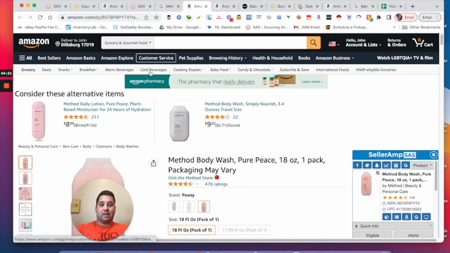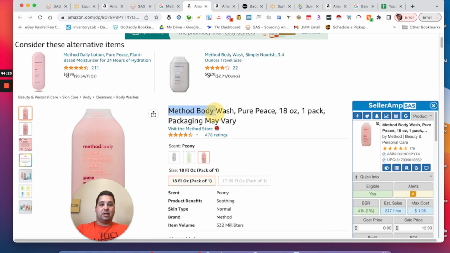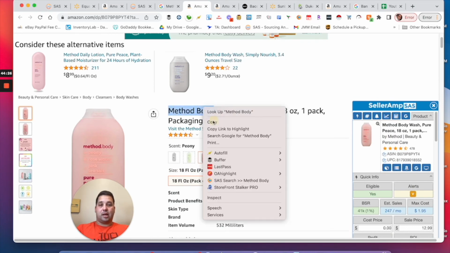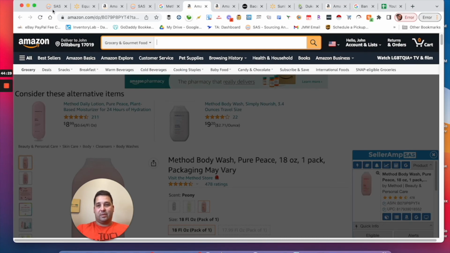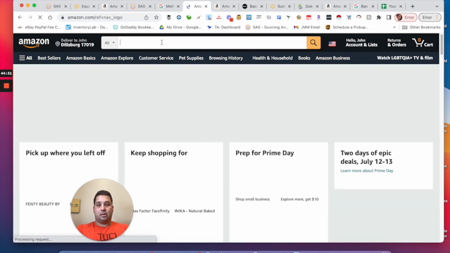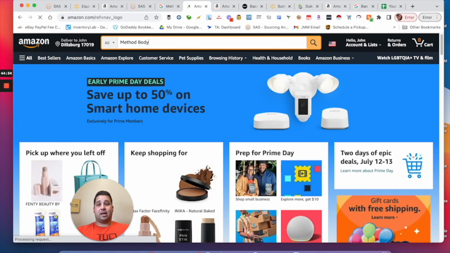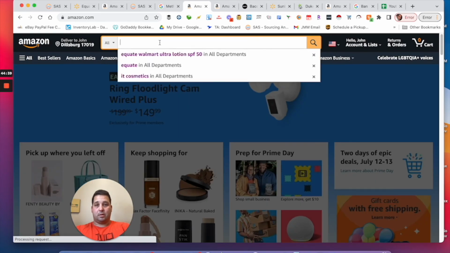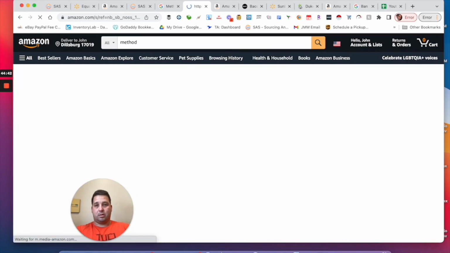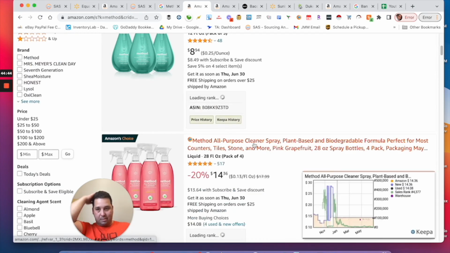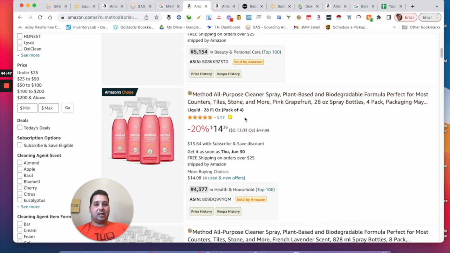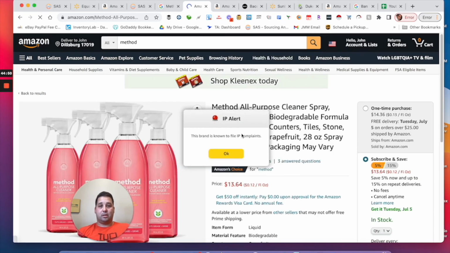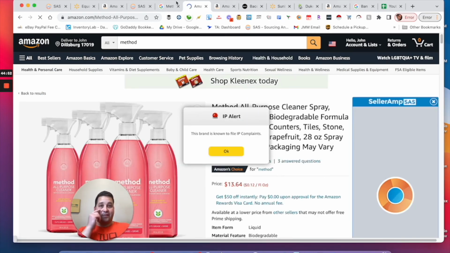Another way to get around this, which you need IP alert to do anyway, if you want to be safe, is you could always type in that brand and then pull up another listing. It looks like they may file IP complaints as well. Yeah. So if a lot of the listings file them, it's definitely a good way to know you want to stay away from that.